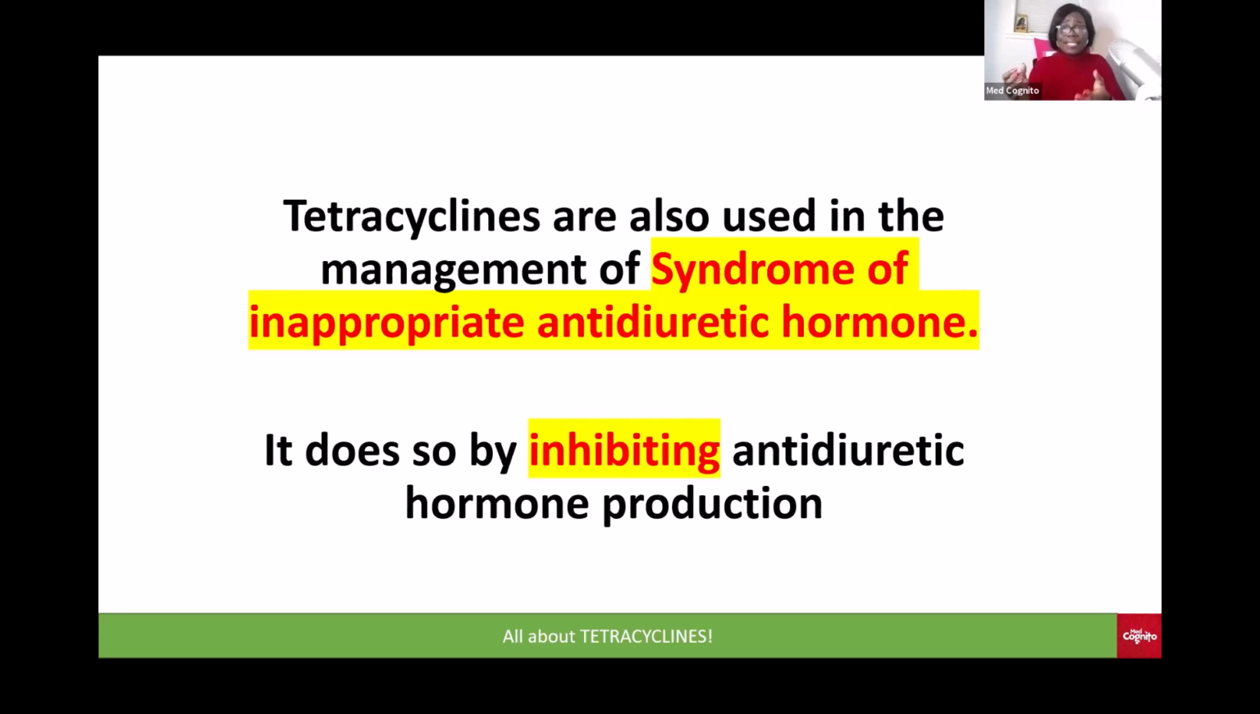So when a client has SIADH, picture a client who is soaked in water. Anytime you see SIADH, remember, I can't pee. The client cannot void, cannot urinate. So because the client cannot pee, the client is soaked in water. So the client has ballooned up in water.